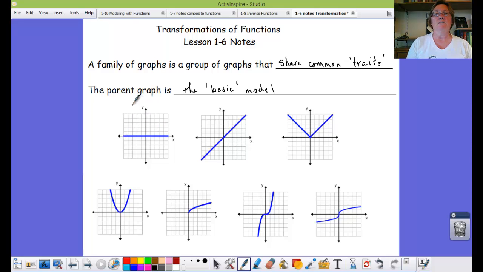And this one, the horizontal line, is called the constant function. Its equation would be something like this: y equals, well, this one is 0, but some constant. Okay, y equals some constant.